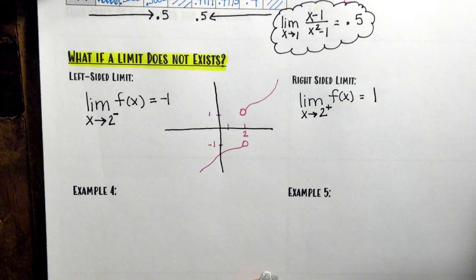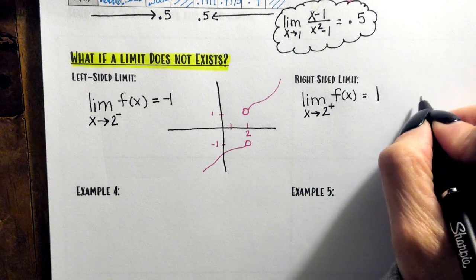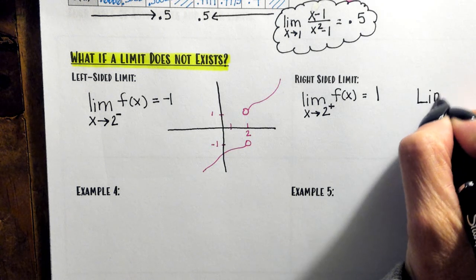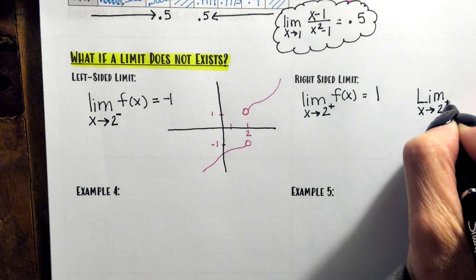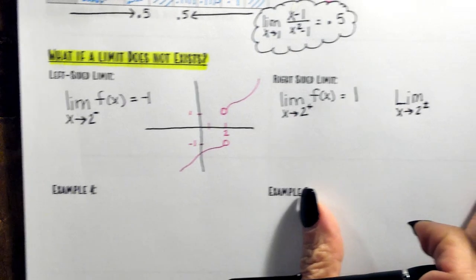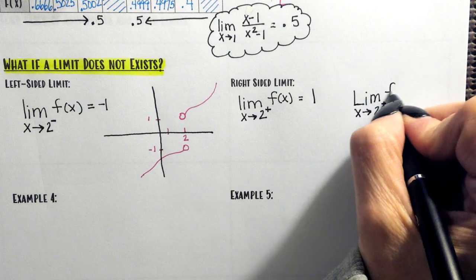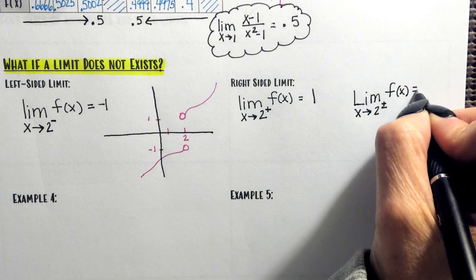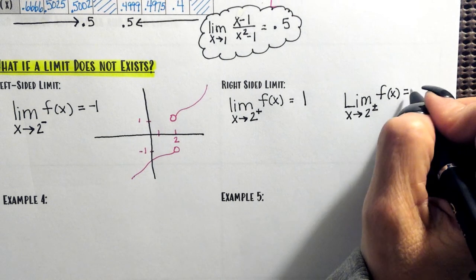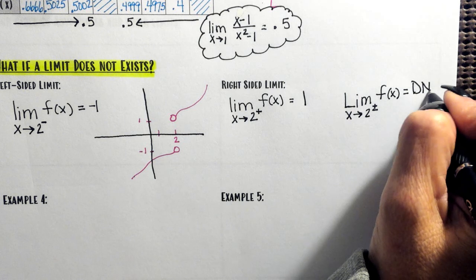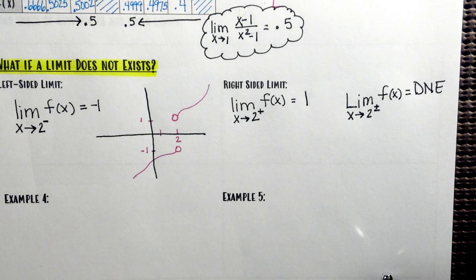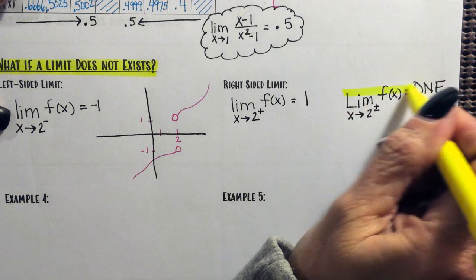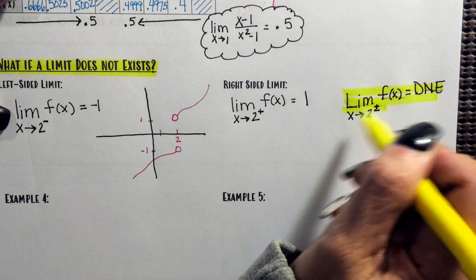In this situation, the limit as x approaches 2, I'm going to say from the right and the left of f of x, and I could have just said as it approaches 2 if I wanted to, I'm going to say it does not exist. There's no limit there because it doesn't approach the same thing from the left and the right. I'm going to highlight that.